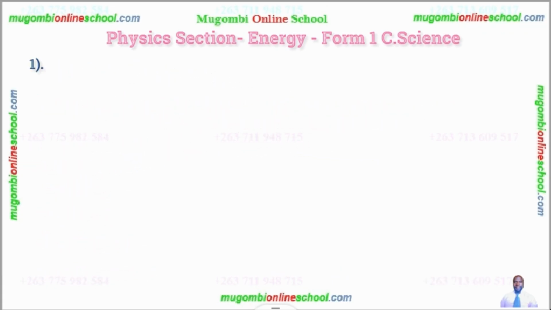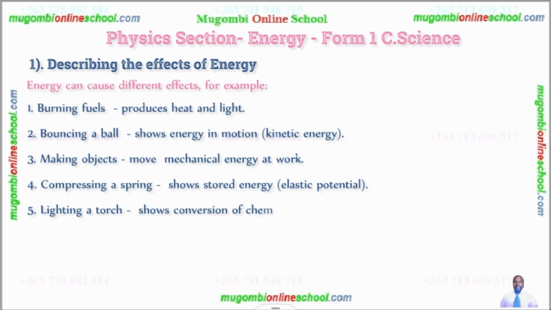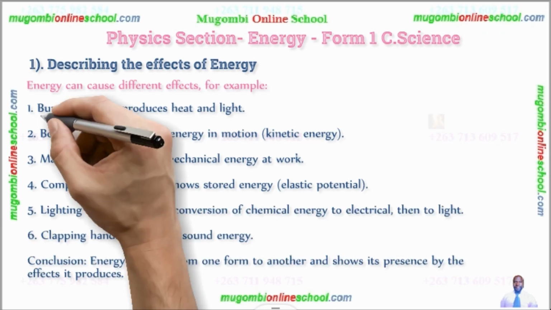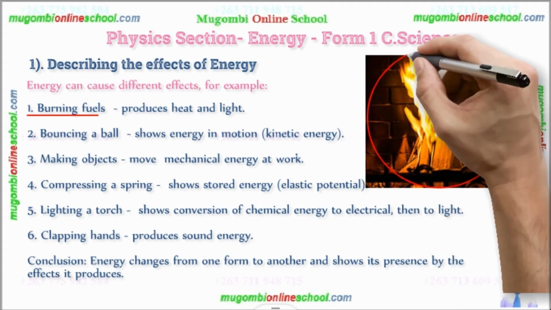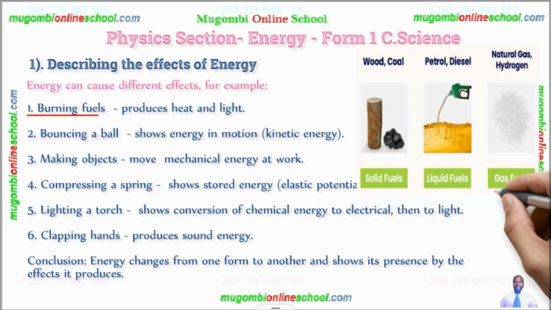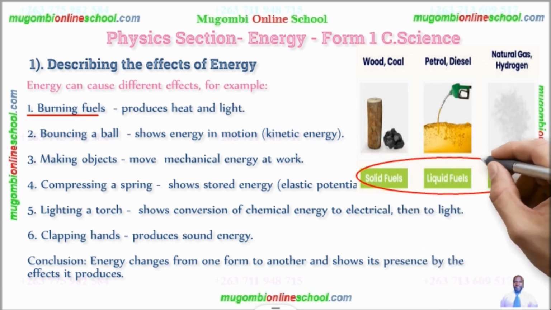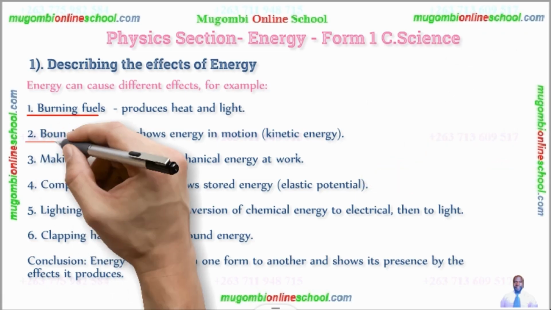All right. The first objective, describing the effects of energy. Energy can cause different effects. For example, we have got 6 here. I will start by explaining burning fuels. Burning fuels produces heat and light. We have got different types of fuels: solid fuels, liquid fuels, as well as gas fuels.